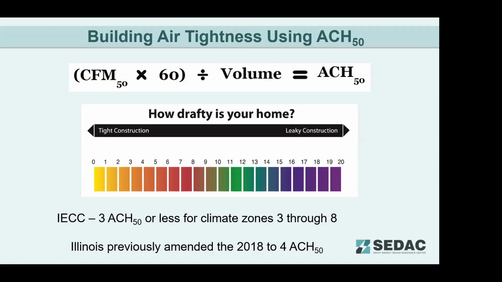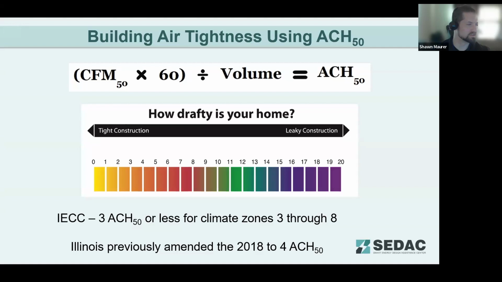The Energy Code book states a 3. So you get the idea. On the left side of the scale, very tight construction. Right side of the scale, very leaky construction. One of the benefits of using that scale is it lets you compare apples to apples between different houses.